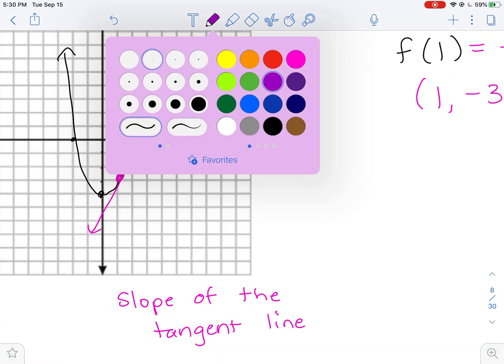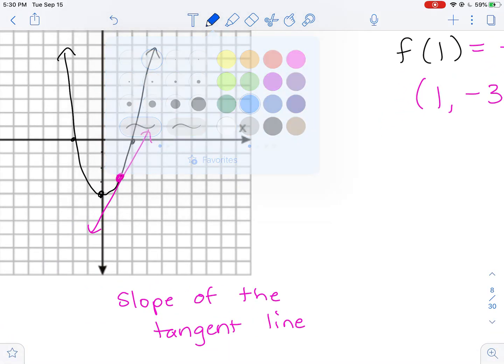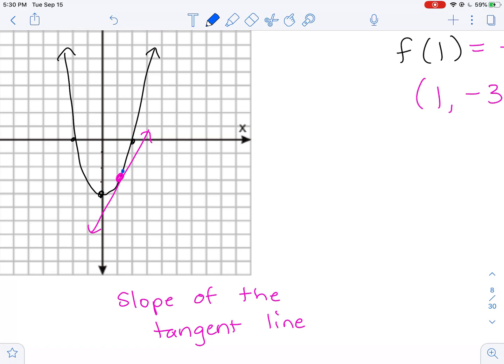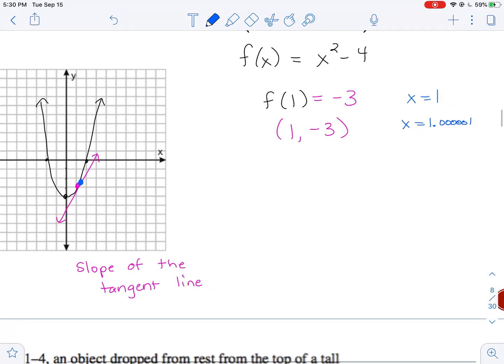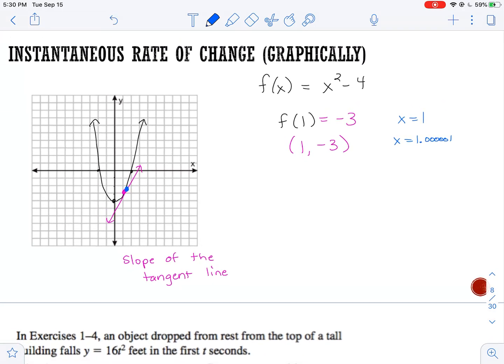So what we're going to do is choose a point that is so close to our original point that they're basically on top of each other. So if I chose x equals 1 as my first x value, then I want x equals 1.000000, as close as I can get to 1, to be my second point. And then if I find the average rate of change, I'm going to have 2 points that are so close to each other that it'll basically be an instantaneous rate of change.